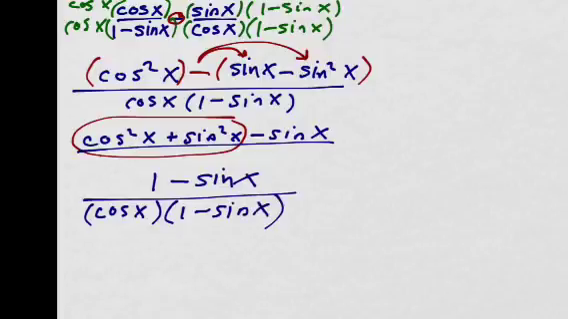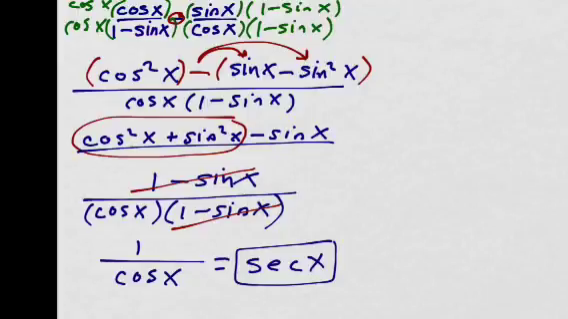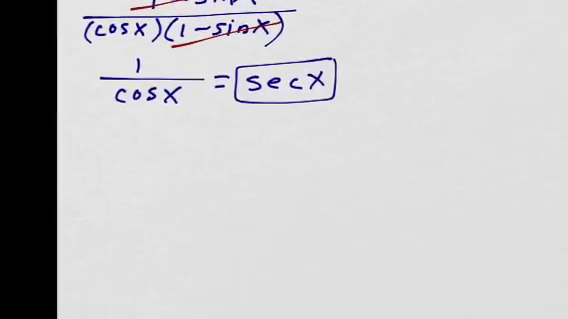And now I can see that we have the same factors, numerator and denominator both have a 1 minus sine of x. So we can cross those off. And we're left with 1 over the cosine of x, which is the same as the secant of x. And that's as simple as we can make it. Okay, that was the first page, question number 10 there. And let's go to question number 11.